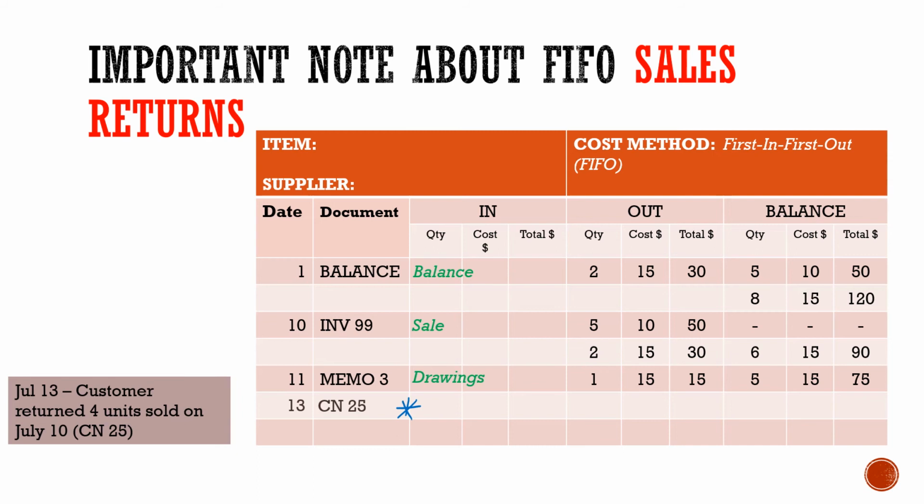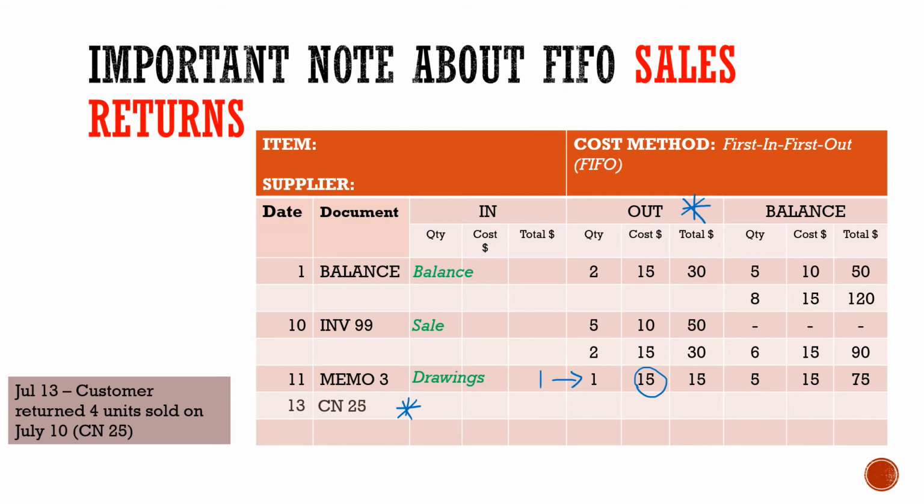Now the big question here is this: which cost prices should we use to value the inventory returned to the business? Because currently in the inventory card we can see 2 cost prices being used, and that's $10 and $15. So for this, we need to refer to the FIFO guidelines, which says that when we are recording sales returns, we need to look at the latest transaction recorded in the out column. And in our example here, we've got on the 11th, drawings recorded, and that's a withdrawal of 1 unit at a cost price of $15.